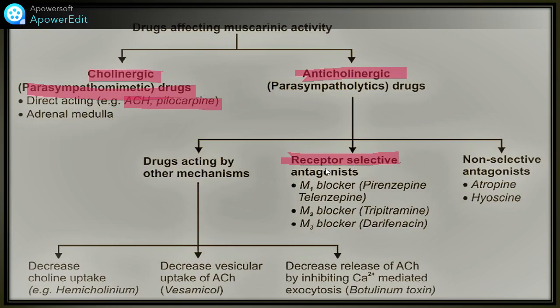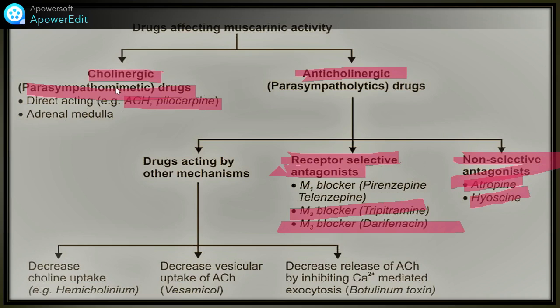Receptor selective antagonists: M1 blocker, pirenzepine, telenzepine. M2 blocker, tripitramine. M3 blocker, darifenacin. Non-selective antagonists of the cholinergic system are atropine and hyoscine.